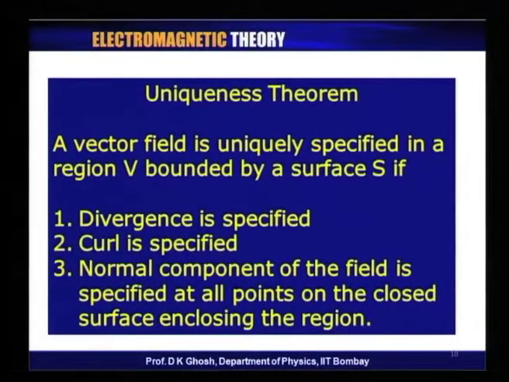Let me come back to the theorem that we talked about. We said that a vector field is uniquely specified in a region V, which is bounded by the surface S, provided its divergence is known at every point, its curl is known at every point, and the normal component of the field is specified at all points on the surface which encloses the volume. There are 3 conditions which are necessary to make a vector field unique. Let us see how it works.